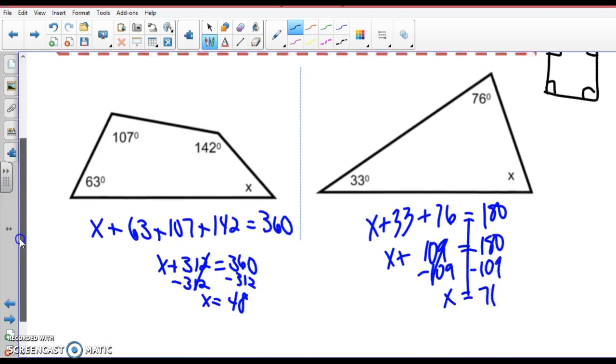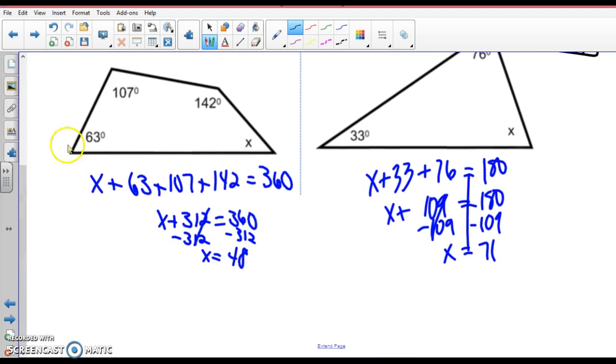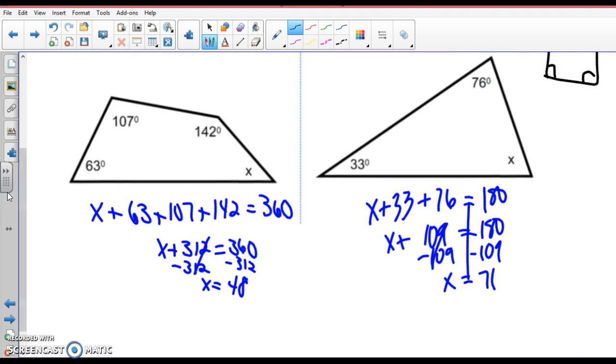All right. So, this is a quadrilateral. How do I write an equation to solve for x? Well, x plus 63 plus 107 plus 42 is 360, because there's 360 degrees. And I can solve that and get 48. Here's a triangle. We know that the 3 angles in a triangle add up to 180. So I end up with x is 71.